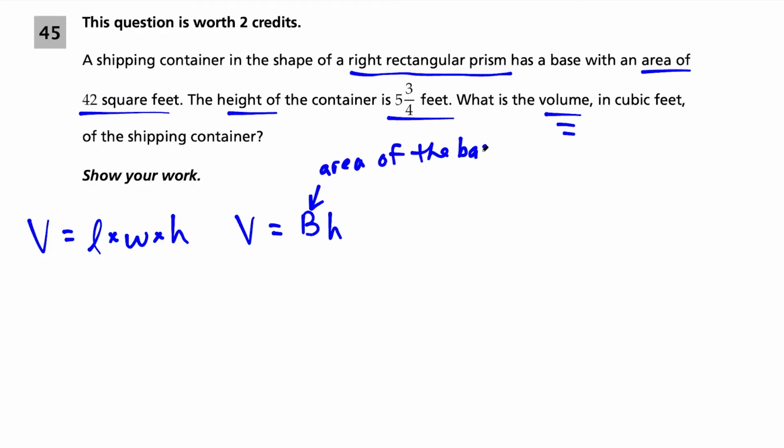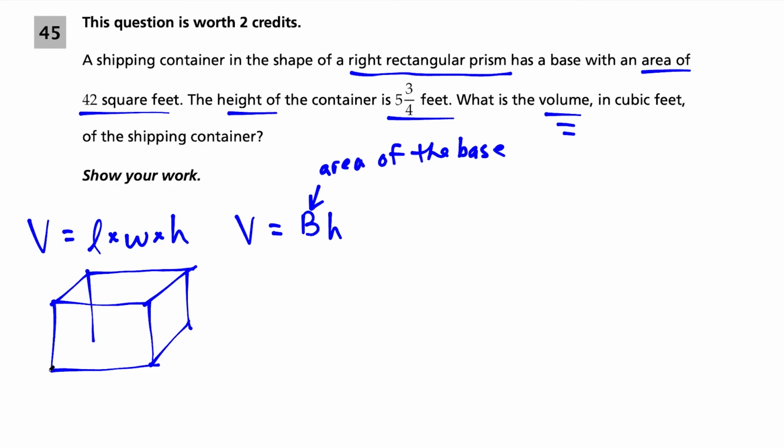Now, I just want to show you why this formula works. If we draw this out, we have a rectangular prism. So there's our rectangular prism that I'm drawing over here. What we were told is the area of the base, but think about it. The area of the base is determined by the length and width. So the length times width, they're telling us, is 42 square feet. So that is the area of the bottom.